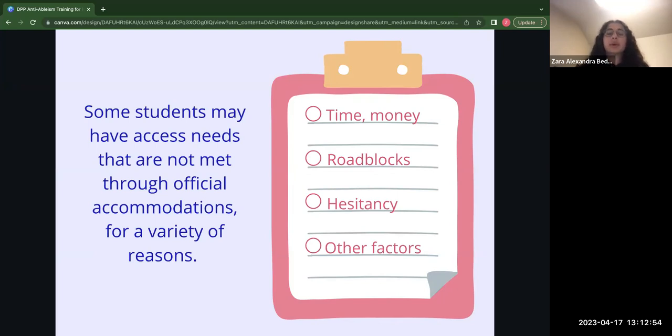Being a good faculty member and ally means making an effort to learn how students get accommodations and what resources are available to them. No matter what accommodation system your college or university uses, students may face barriers to equal access. Sometimes students lack the time or money required to receive a disability diagnosis, or they may avoid diagnosis out of fear of being treated differently.